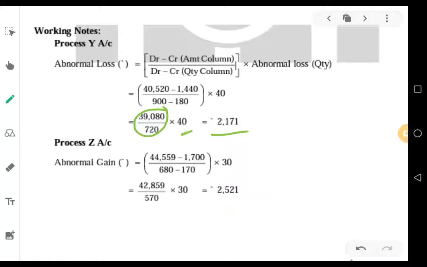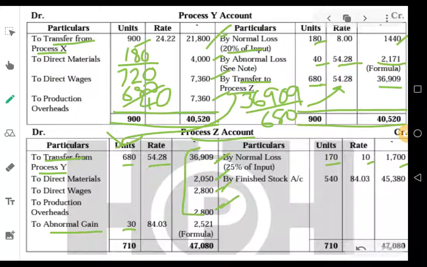680 minus 170, that should be 510. So 42,859, if you subtract this, divided by 680 minus 170, 510. If you divide this, you will get the abnormal gain value per unit. Multiply that with 30 units, and you will get the total abnormal gain value, 2,521. So enter 2,521, and that per unit value is 84.03. That also can be entered into the rate column.